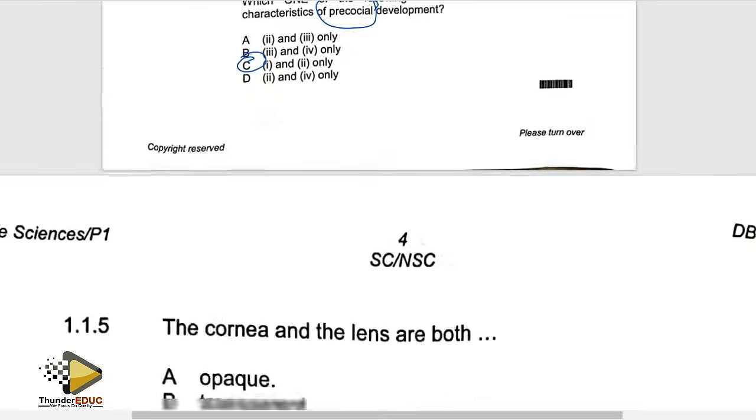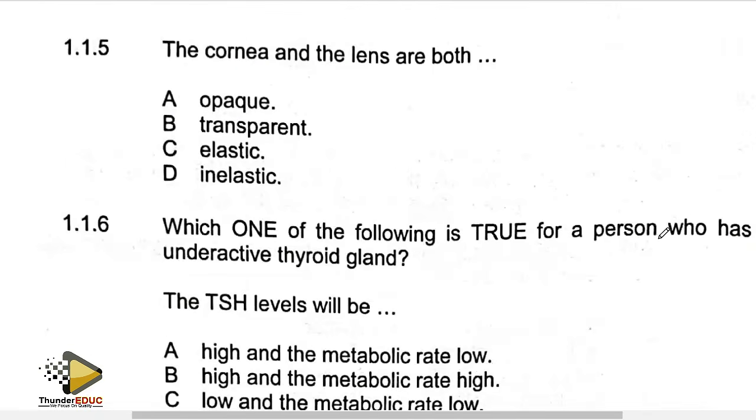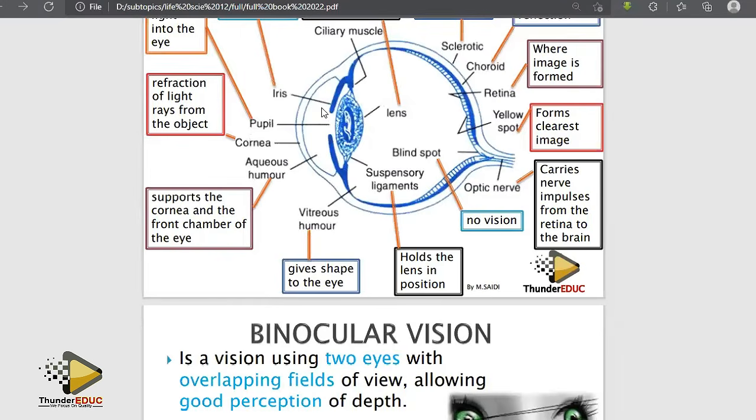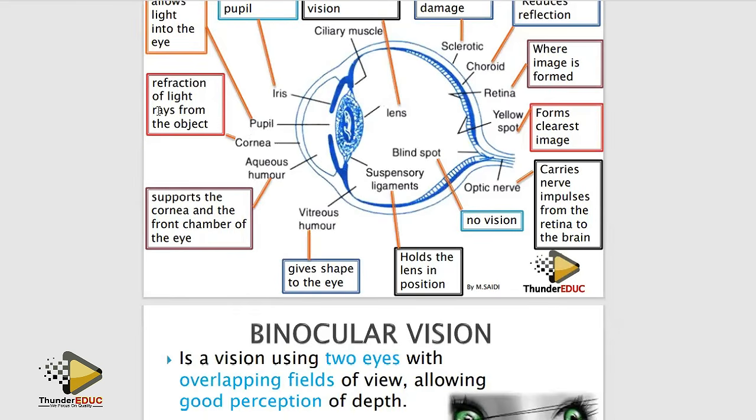Then they are saying that the cornea and the lens are both... If you look at the cornea, the cornea is the outside part of the eye. If you go to our book, you see that this is what you call the cornea. You see it, the outside part of the eye, and its function is to refract light rays from the object. And then the lens is this, which is a solid part and is very important. Both of them are transparent. That's why they allow light to go through.